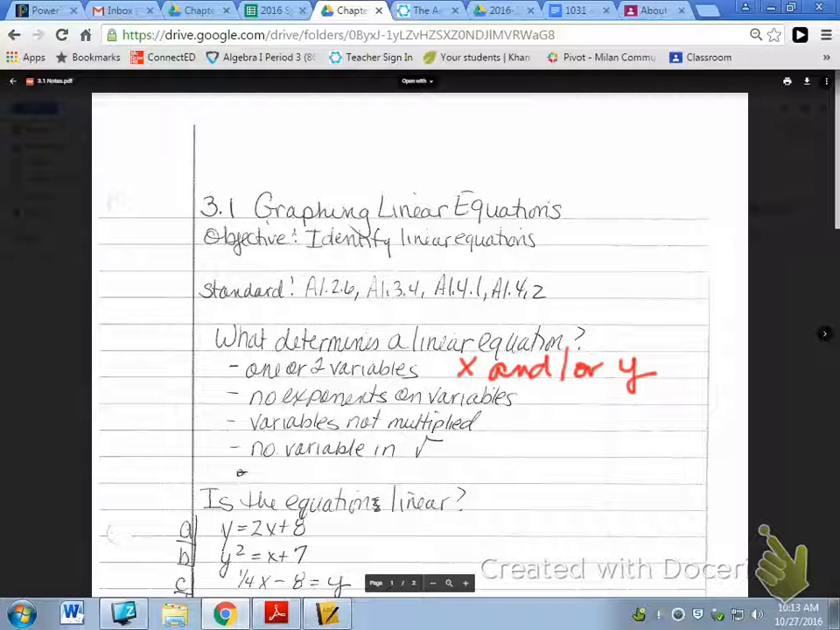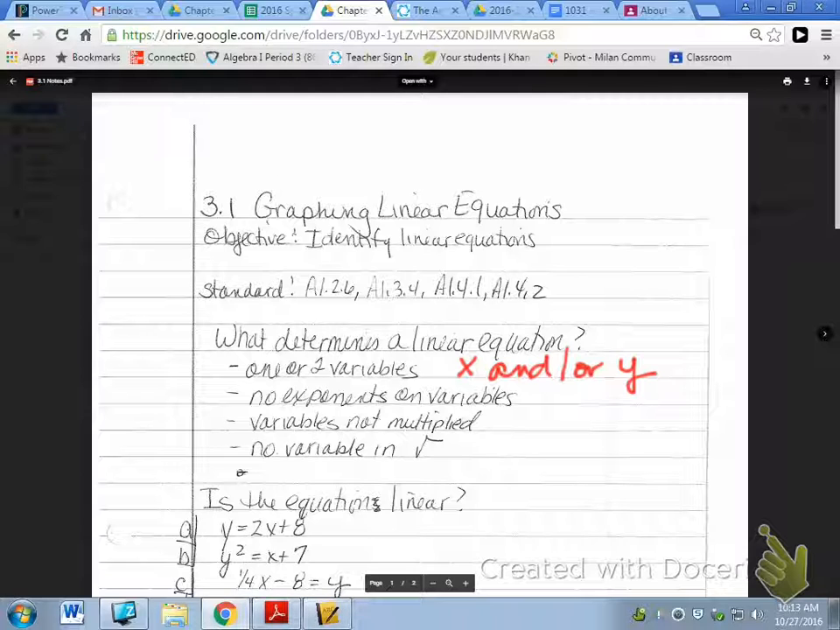One or two variables. There may not be any exponents on the variables, so if something's squared, or cubed or something else, it's definitely not linear. Also, the variables cannot be multiplied together, so you couldn't see an x times a y. That would definitely disqualify it from being a linear equation. And no variable can be in a square root.